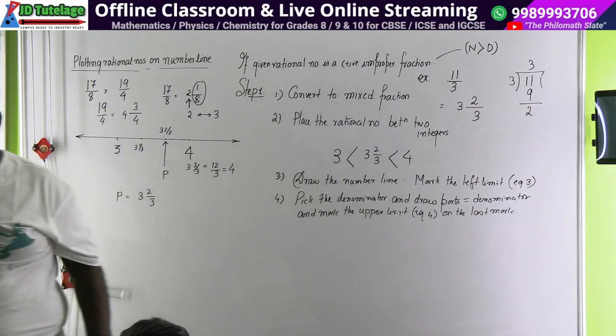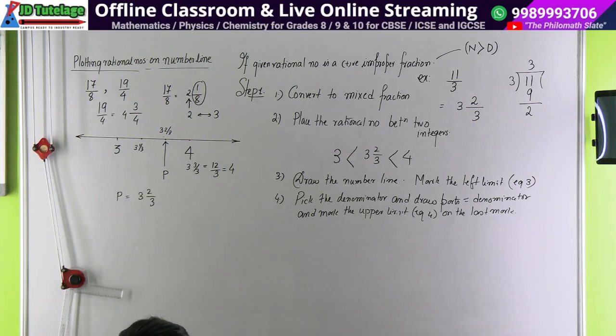Yes, are you still doing improper? If so, it is time to throw you down the balcony. What are you doing now? Proper. 2 1/8. Did you understand? 2 1/8. Which one did you do? Oh, 17/8. So 2 1/8 will lie between 2 and 3.